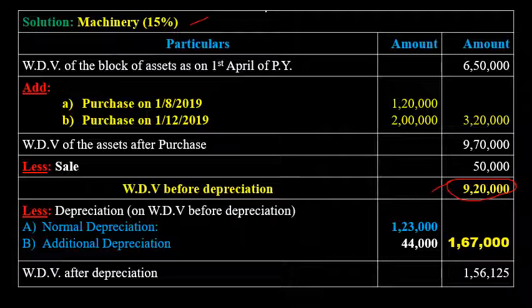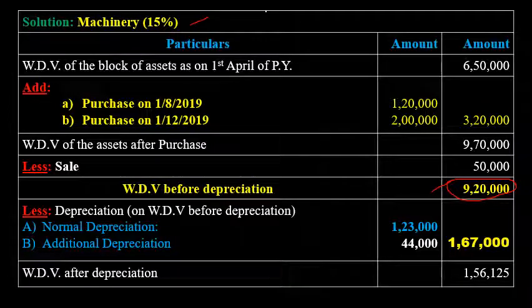The limit value for the calculation of depreciation is the written down value before depreciation. The value which you are considering for the calculation of depreciation should not be more than the written down value before depreciation. It is the ultimate value, and you should not consider the previous year values or the present purchases and sales. These are not required.